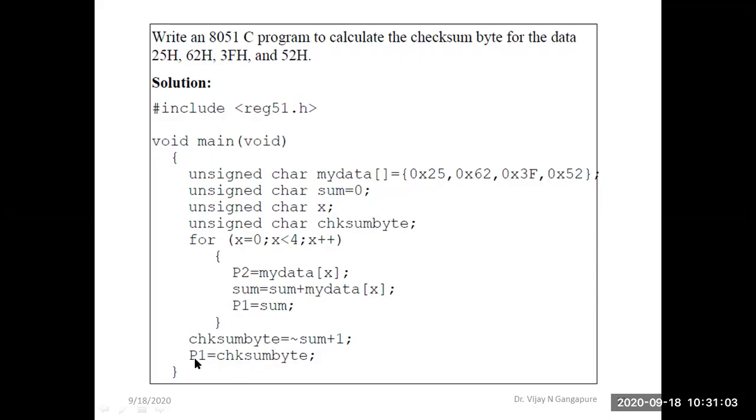Okay, and P1 is equal to checksum byte, so the calculated checksum byte we are displaying on port 1. In this way we can calculate the checksum byte. So what we did: we first added all these series of bytes, then we took its 2's complement, and then we displayed that calculated checksum byte on port 1.